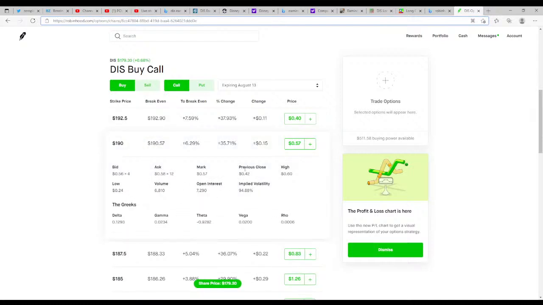We can look at open interest is good. The volume is good, and the open interest is greater than the volume, which means even if it's going down, it should be relatively easy to sell this contract. The two that I like to look at are delta and theta.